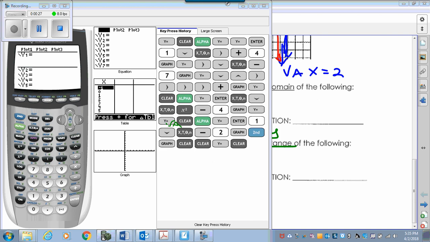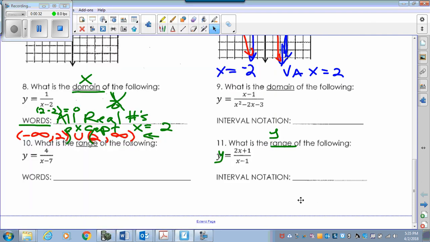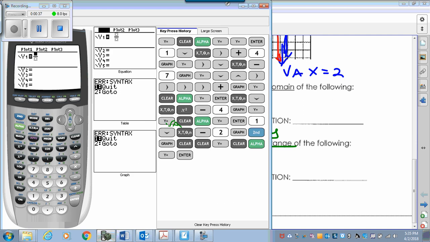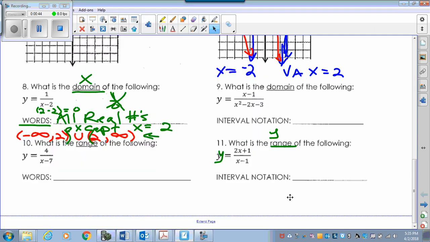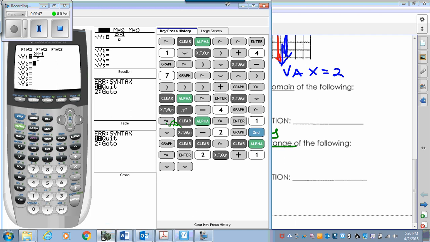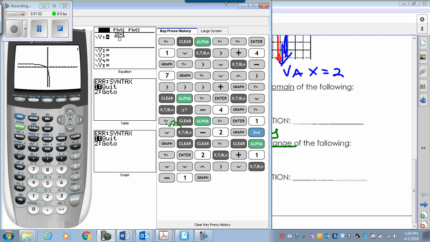And it's a rational function, so it's a fraction, all right? And let's see, what's my numerator here? 2x plus 1. So I've got 2x plus 1 over x minus 1. So I've got x minus 1 in my denominator. All right. Let's look at the graph and see what happens.